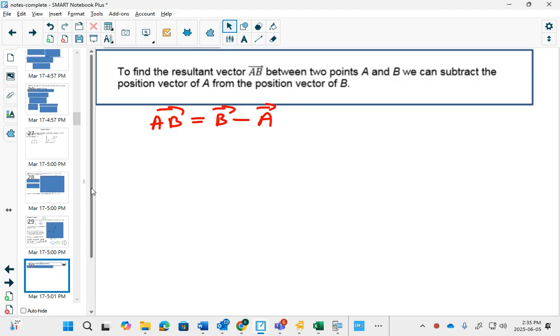So, you can either write it this way, or that way, is perfectly fine.